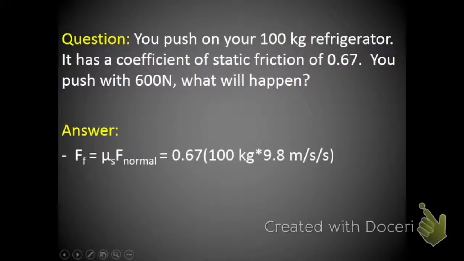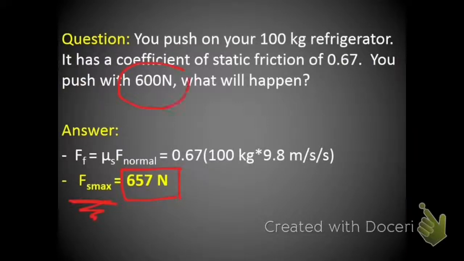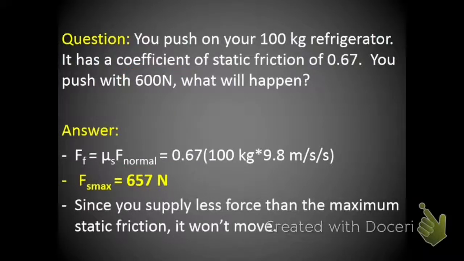So, first, we're going to calculate the static friction. Friction is equal to the coefficient of friction times the normal force. The normal force, as I drew in the free body diagram, is going to be equal and opposite to the gravitational force, mass times gravity. The coefficient was given in the problem. So now I know that the maximum amount of friction that the refrigerator can create is 657 newtons. Since the applied force is less than that, we're not going to be able to overcome friction. So in this case, the refrigerator won't move.